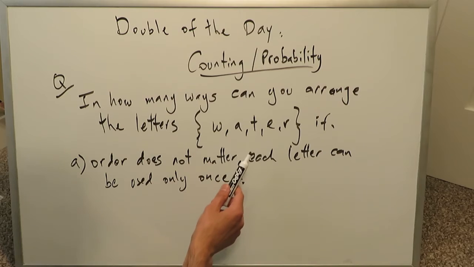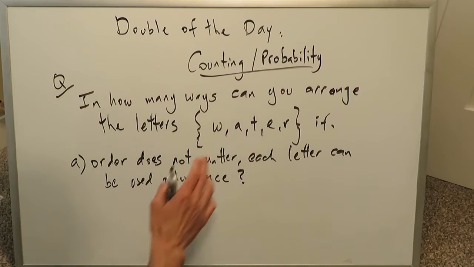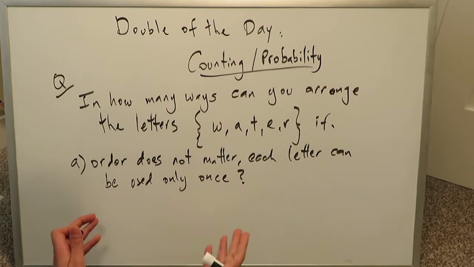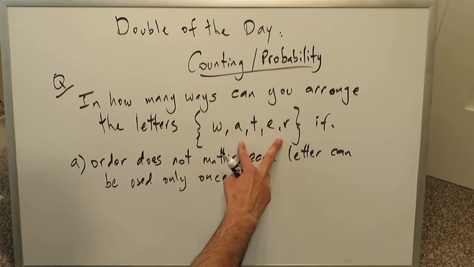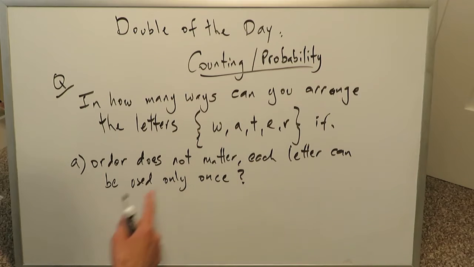What do we know offhand here? This is a counting question. We have 1, 2, 3, 4, 5 letters. Order does not matter, meaning you can make any 5-letter word using these letters. All letters have to be used. They can only be used once, and it could be a nonsense word and it wouldn't matter.